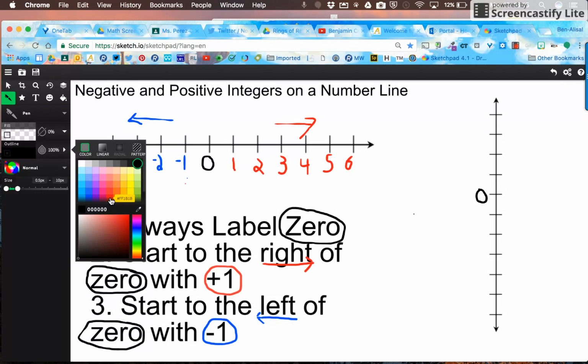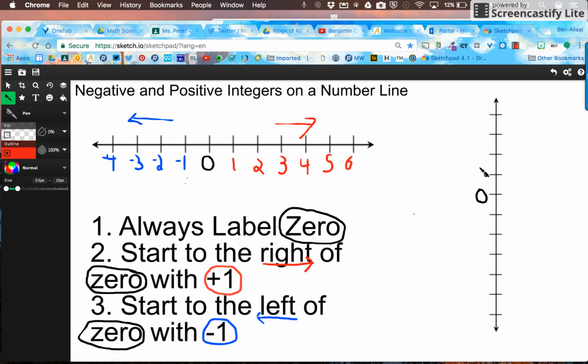Then this time it's not going to be to the right, but instead it's going to be to the top. So I'm going to label 0 and I'm going to go up. 1, 2, 3, 4, and when I'm going up, my numbers are getting greater or larger. Greater.